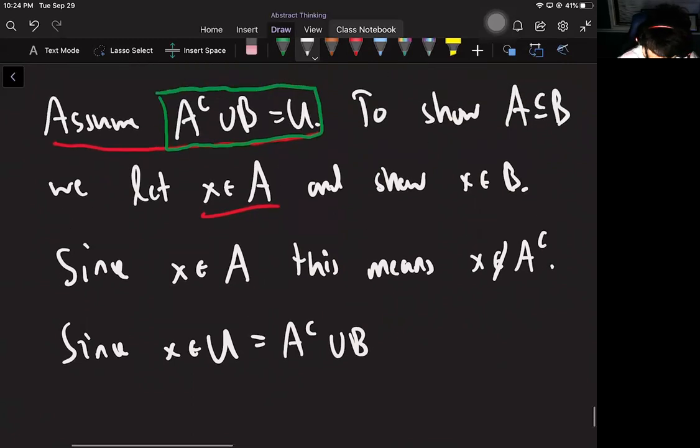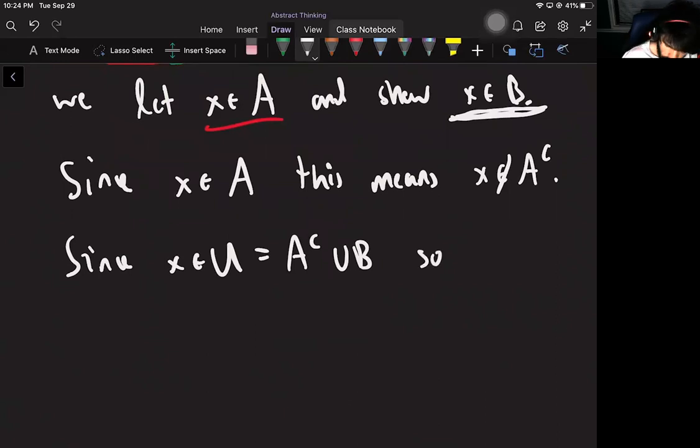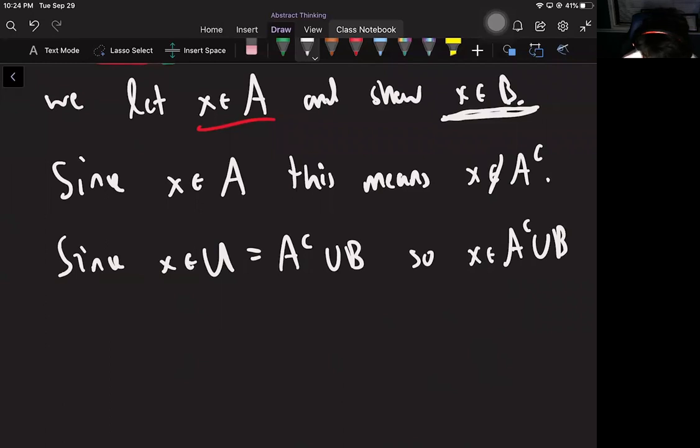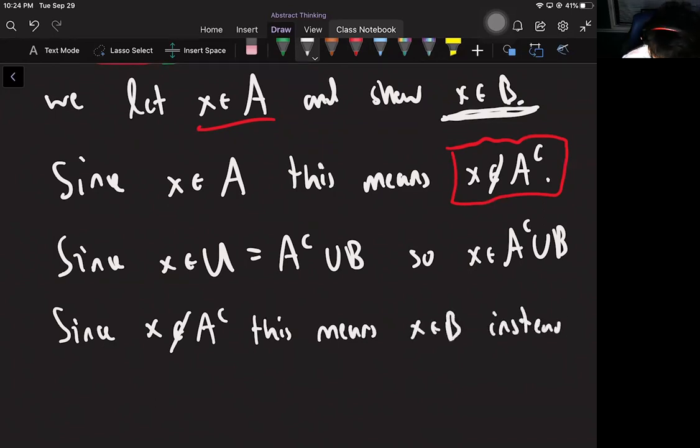And then what I really want to do is get X to living in B. Well, right now I have X living in A complement union B. So it's in one or the other. It's almost in B. It's in A complement union B, which means it could be in B or it could be in the other one. But guess what? We already said it's not in the complement. So when you have a union, if it's not in one, it's got to be in the other one. So I've shown what I wanted to show.